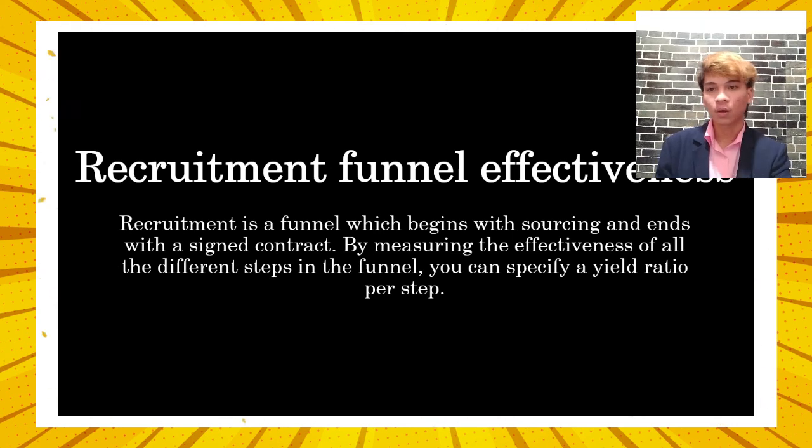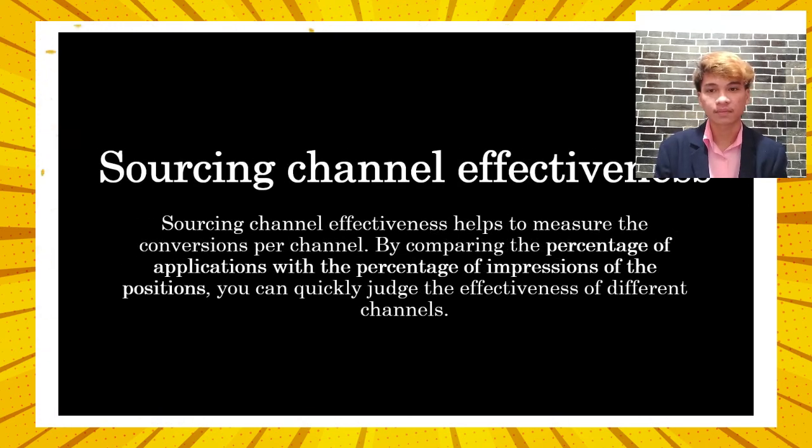Next one is the recruitment funnel effectiveness. This metric will measure the effectiveness of all the different steps in the funnel. You can specify it in a yield ratio. The recruiting funnel has changed a lot over the last few years. In other words, expect this funnel to change over time. Next one is the sourcing channel effectiveness. It will help you to measure the conversion per channel by comparing the percentage of applications with the percentage of impressions of the positions. You can quickly judge the effectiveness of different channels.